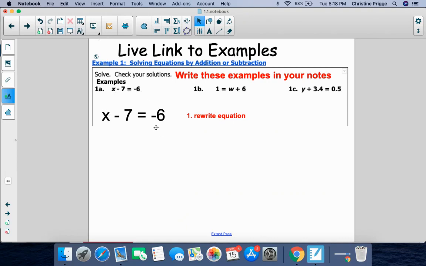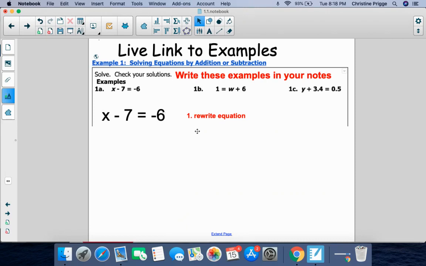And why do we have you do that? Well, it actually creates more space, first of all. And secondly, it gets you to really read the equation before you start. It makes you kind of analyze what you're going to be doing in the equation. So rewriting it is always really, really helpful.